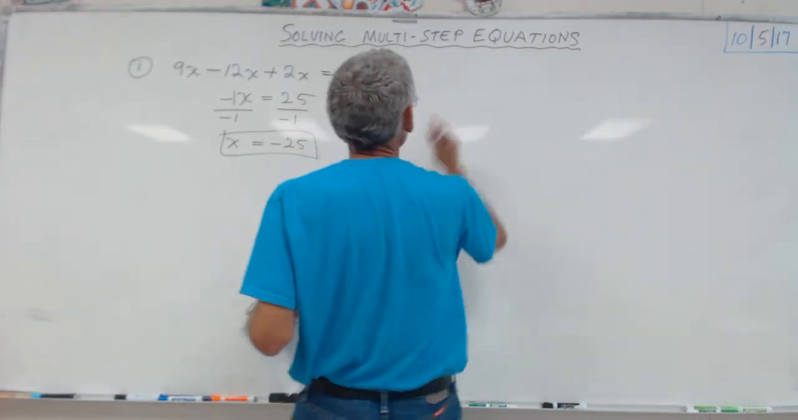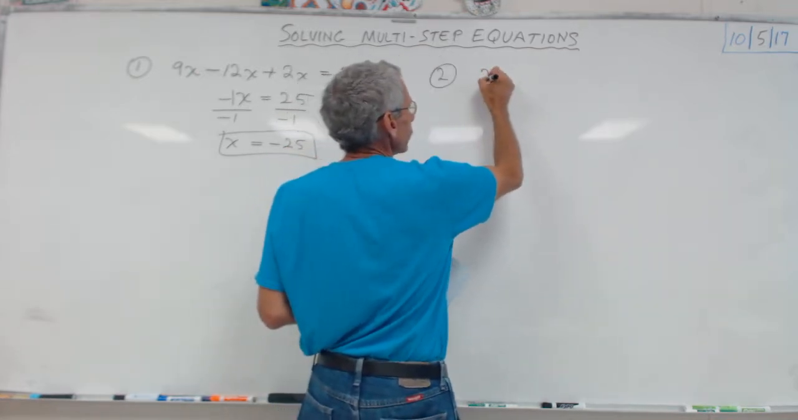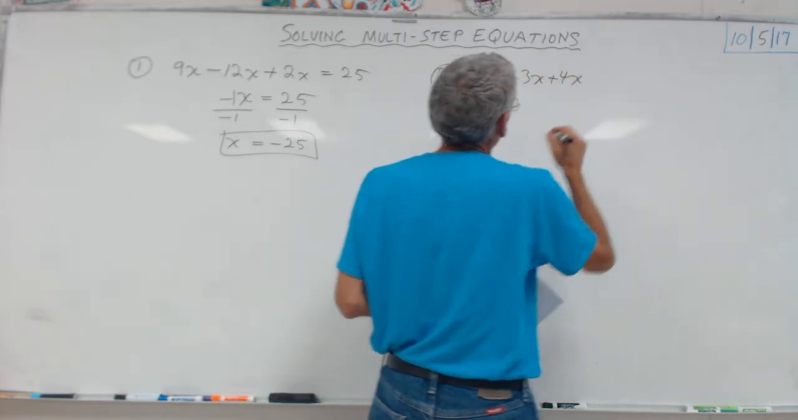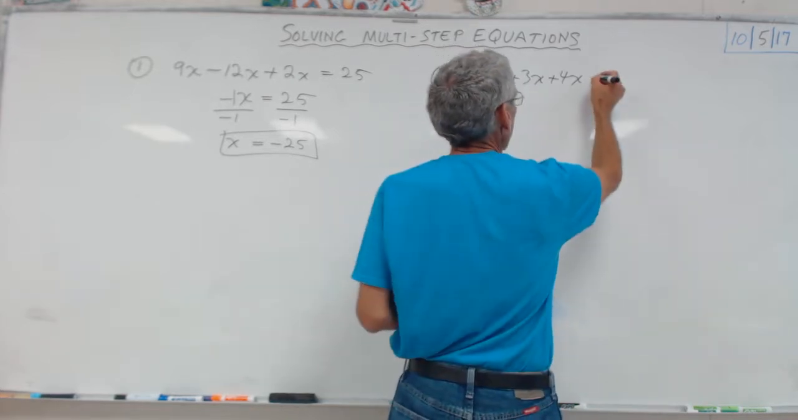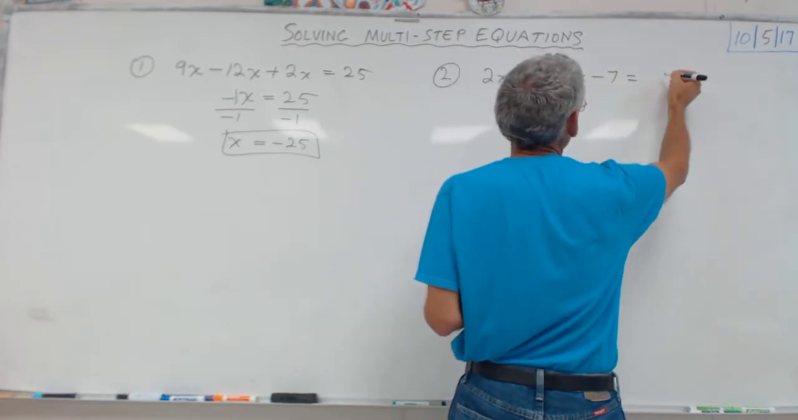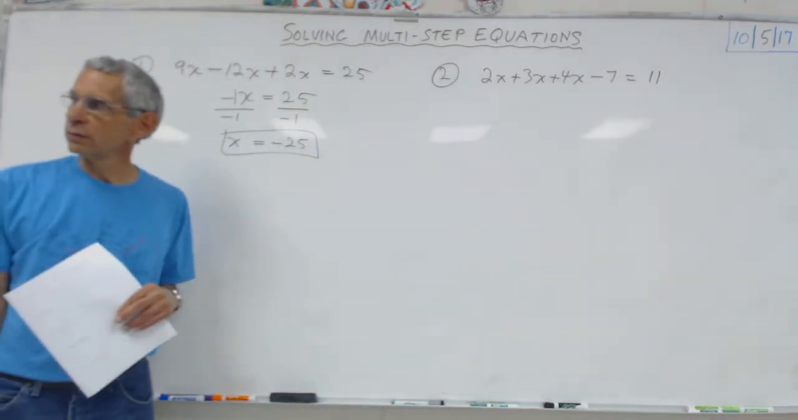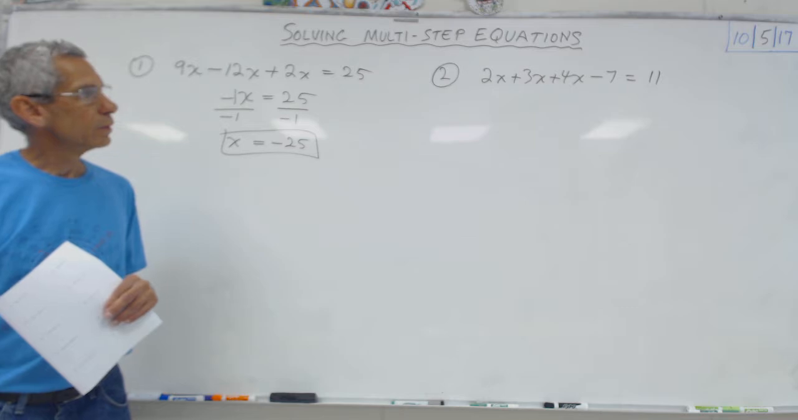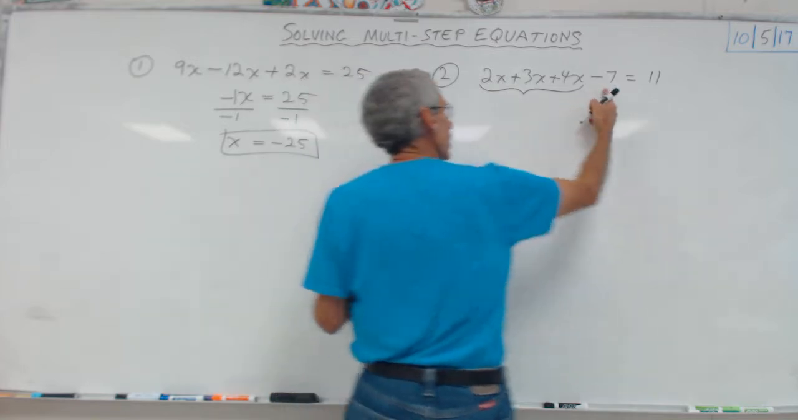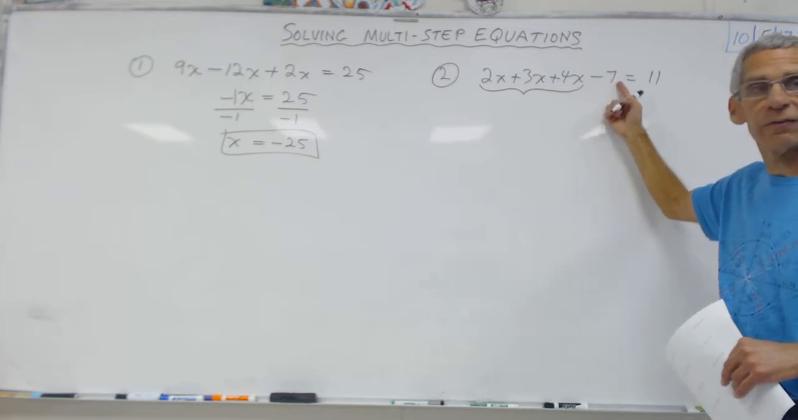All right, number 2. What if I gave you this? 2x plus 3x plus 4x minus 7 equals 11. Okay, Luke, what would I do? So you add all the like terms, which would be 9x, then you do minus 7. Why can't I subtract 7 from this, though? It's not a like term. It doesn't have x after it.